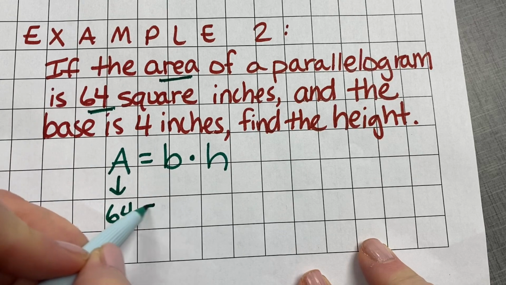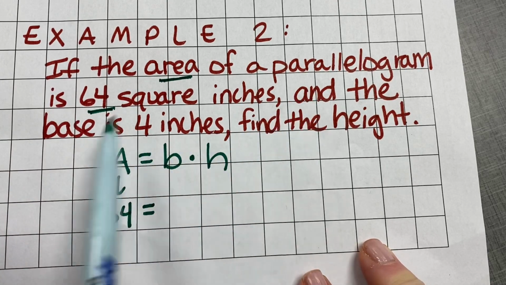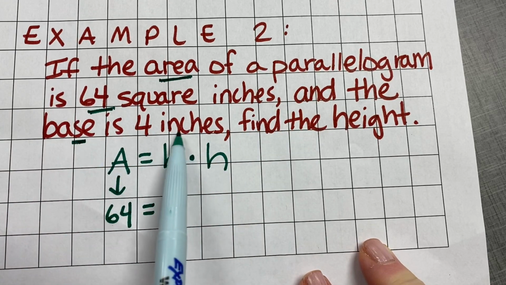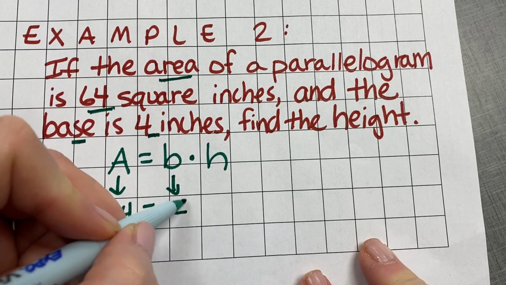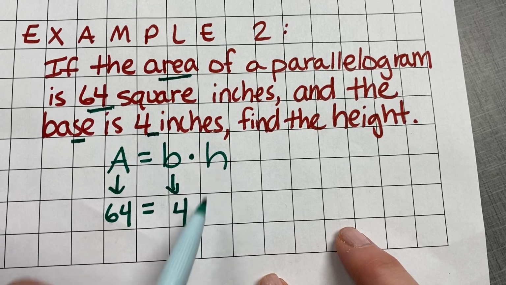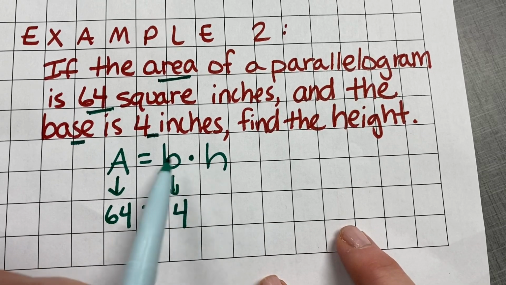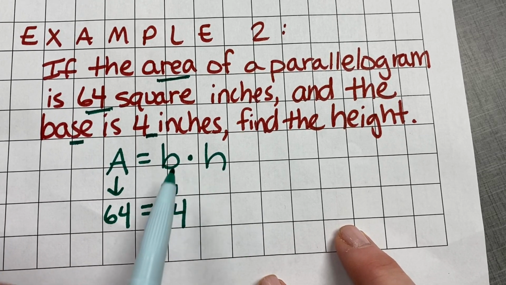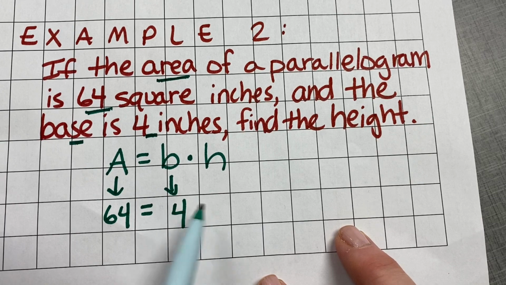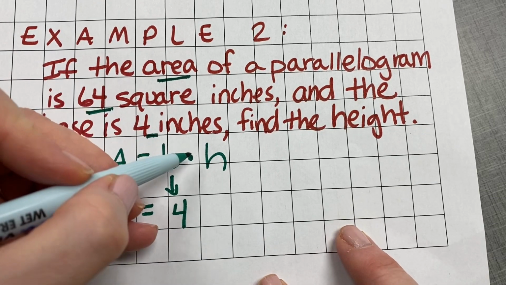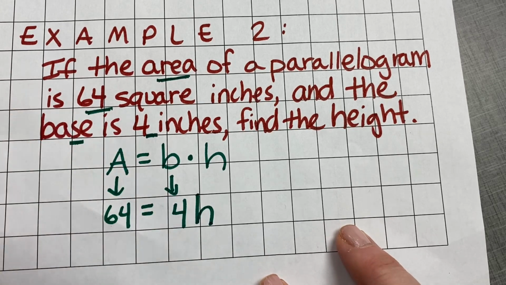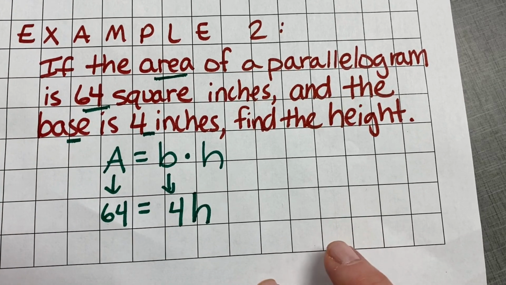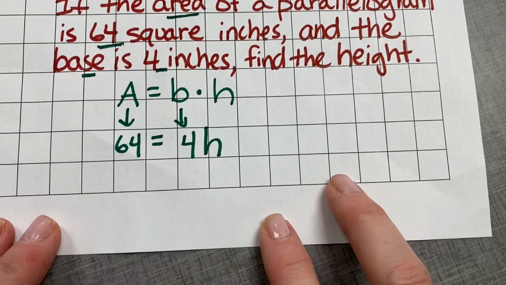Then my equal sign. They also tell me that my base is 4 inches. So where the B is, I'm going to put 4. And then I'm going to bring down my H. Now we know that when a number and a variable are being multiplied, I can actually delete that times sign and just write 4H. It means the same thing. And now it looks like I have a one-step equation to solve.